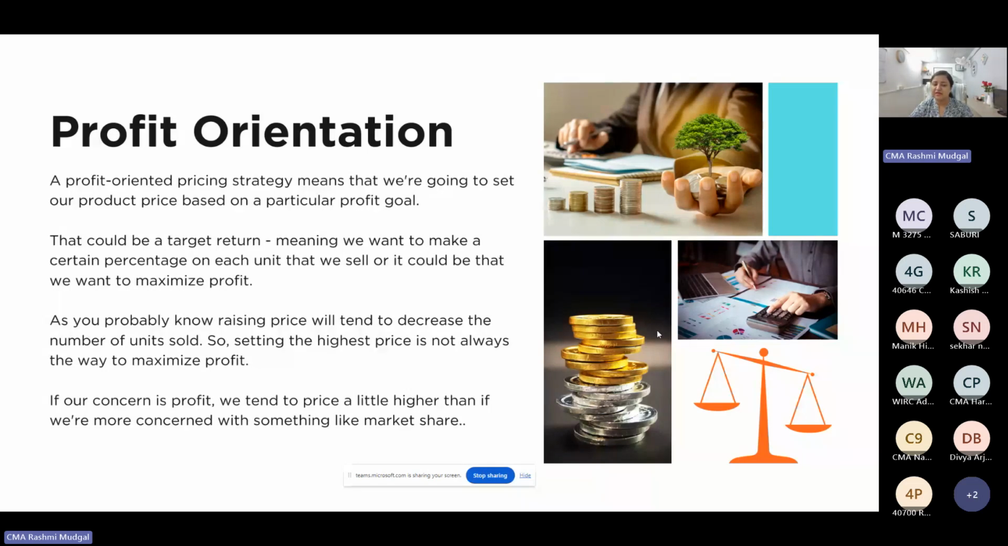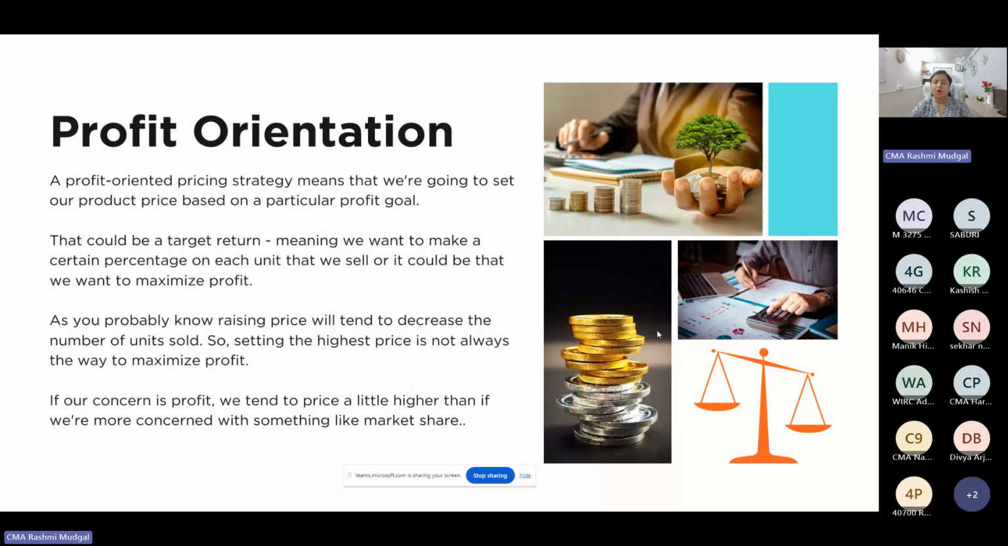So if I increase my price, the per unit price as well as the per unit profit will increase. But there is a possibility that, because of the volume, I could get into losses. So profit oriented pricing always works where we can control our cost, not by raising the prices. But in many cases, raising the price will also work.